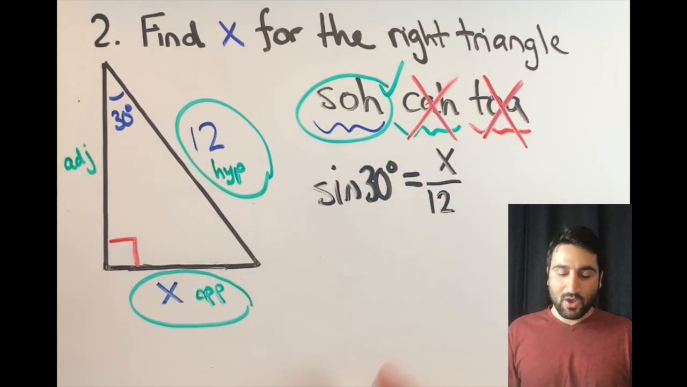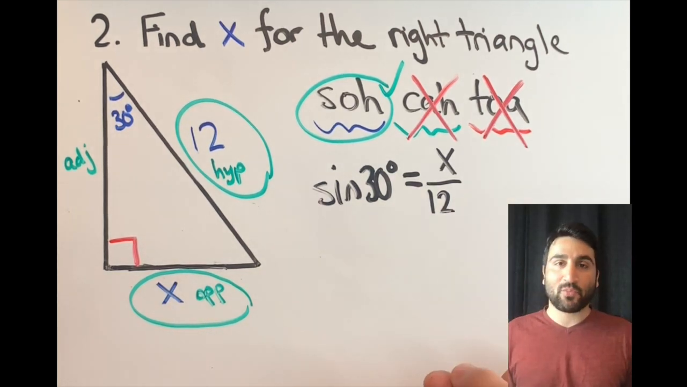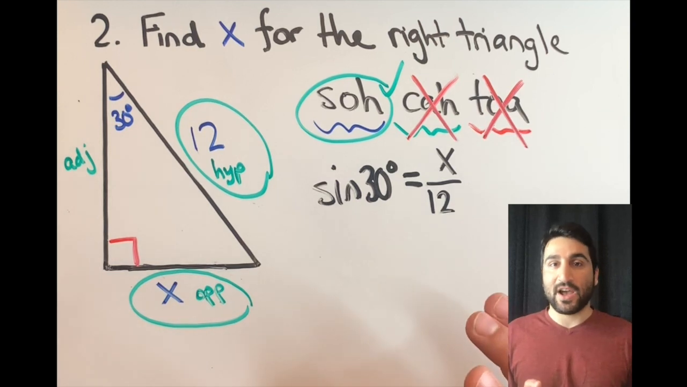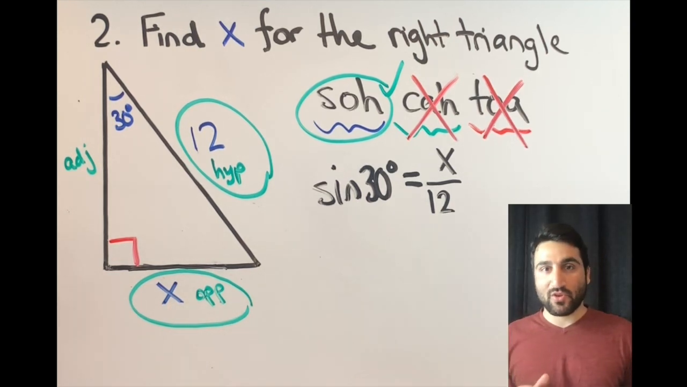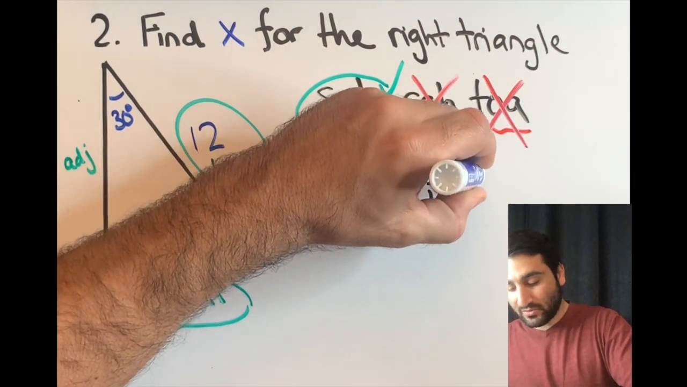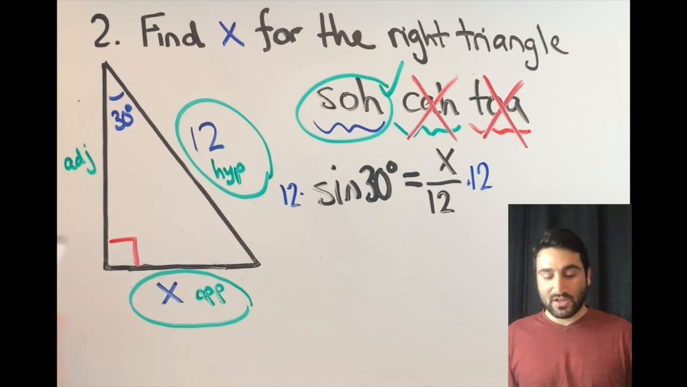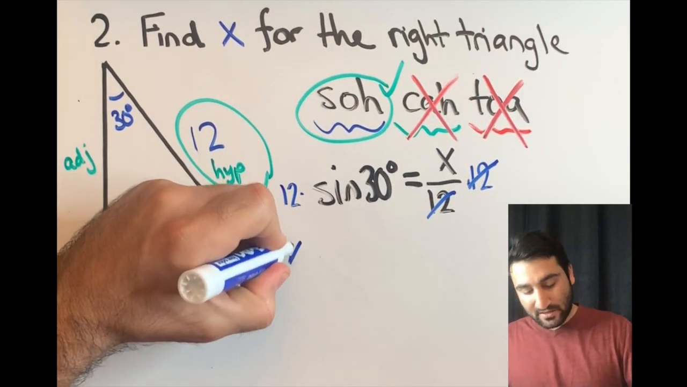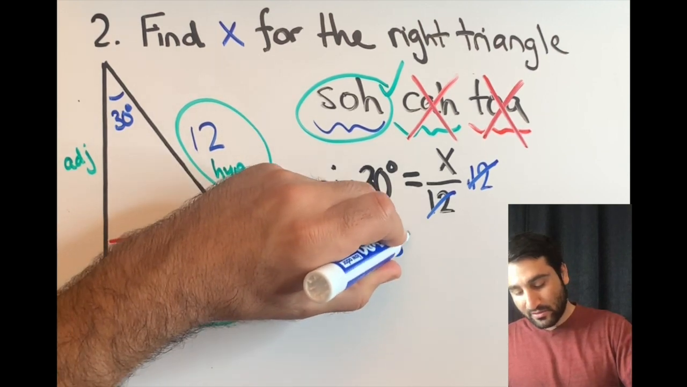So in this problem, we want to solve for x. We are going to do the opposite operation of what's done to the x in order to isolate it. So when you have x divided by 12, the opposite operation would be multiplied by 12. And you always have to balance the equation out. So let's multiply 12 to both sides, and you'll get x is equal to 12 sine 30 degrees.